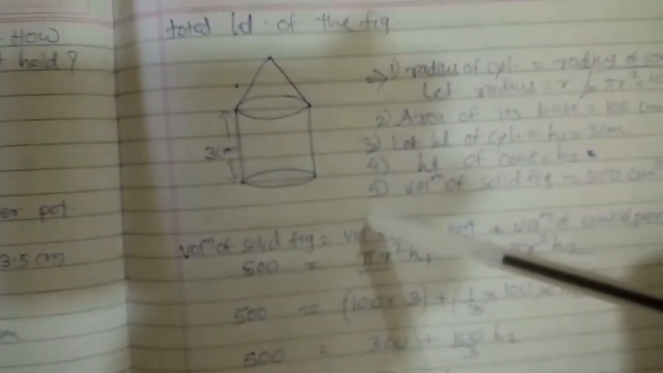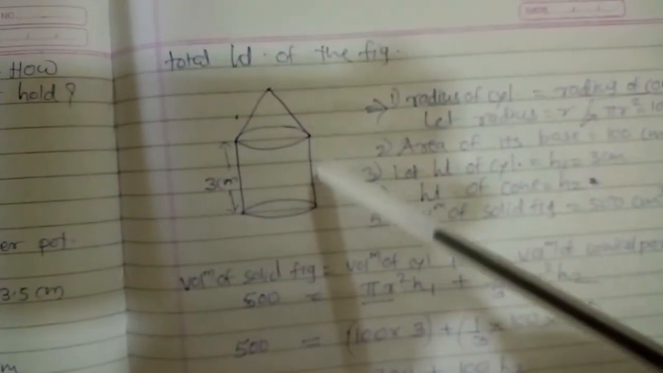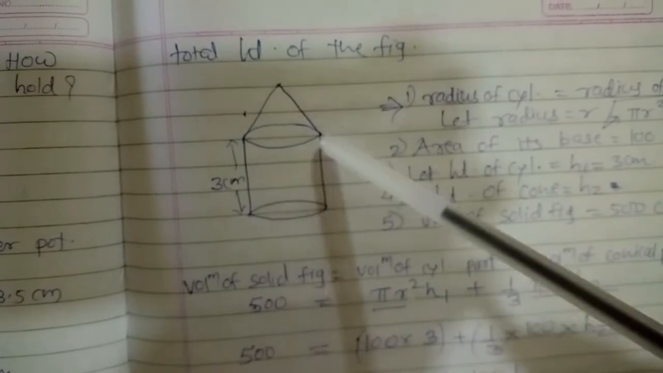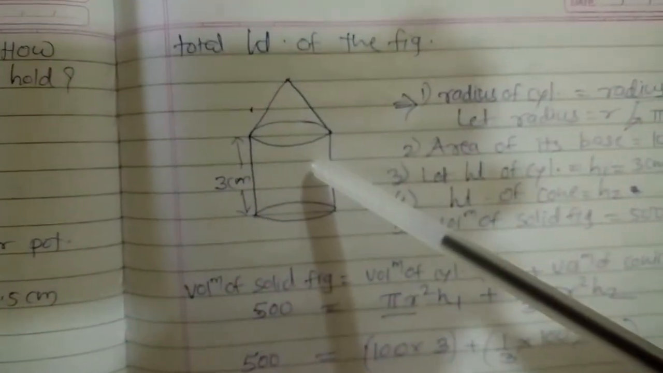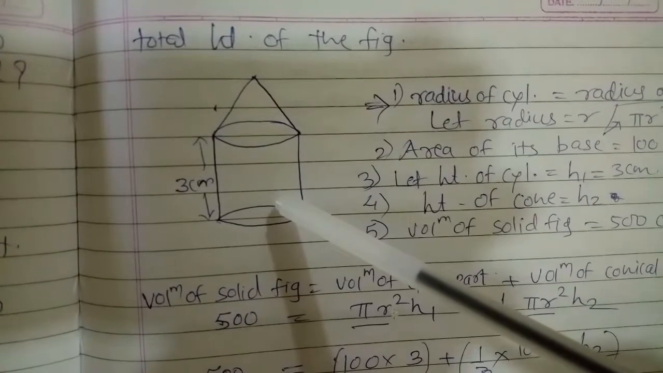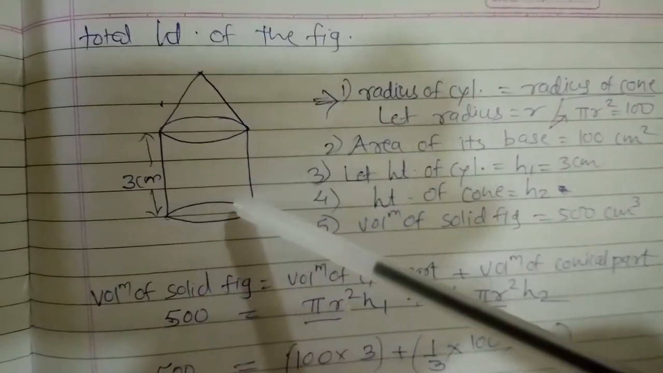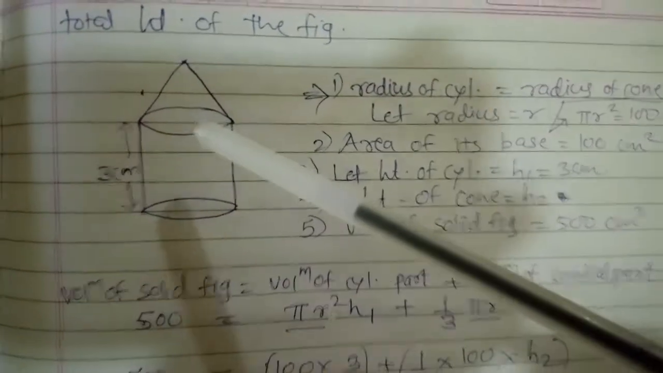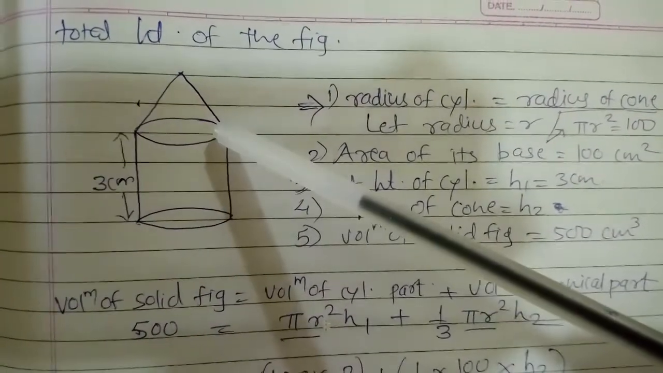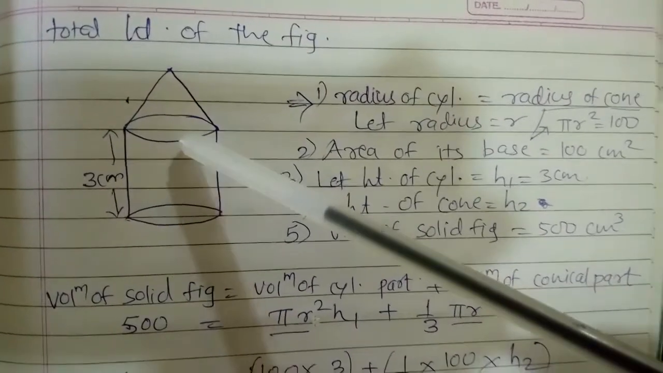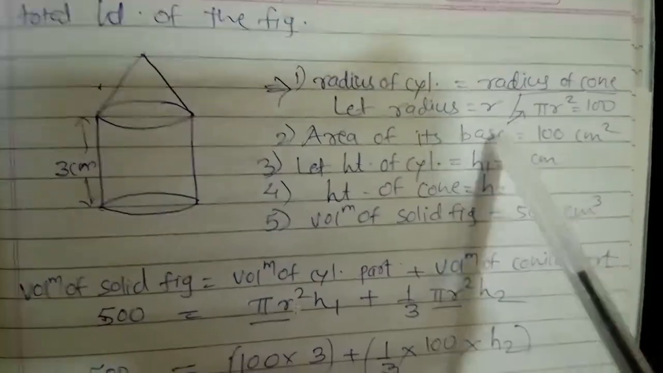So see the figure, here we are given this figure, which consists of two parts. First one is the cylindrical part and the next one is the conical part. The conical part is situated on the cylindrical part. Just look at the figure, the radius of the cylindrical part and the radius of the conical part is the same, and we consider it as r.